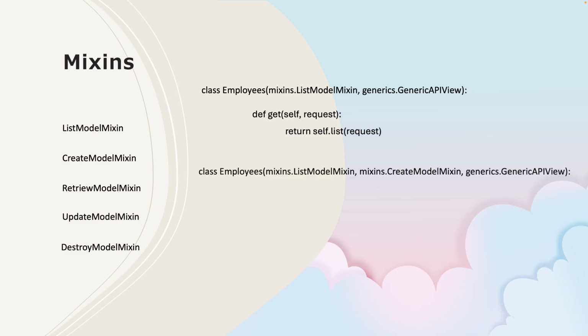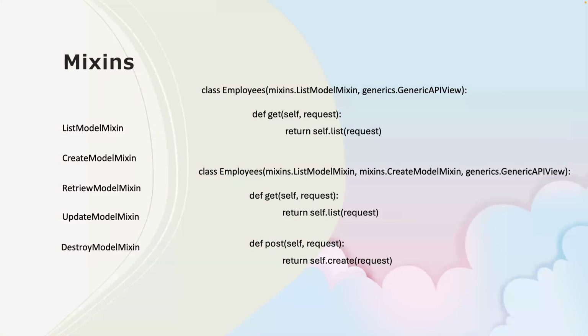Similarly, if you want to create the new employee, then you will have to pass mixins.ListModelMixin for listing the objects. And again, you will have to pass mixins.CreateModelMixin, which will have the built-in create method. And first of all, we of course need to use this get function to list down the objects. And after that, we create a function post, which will again accept the request and will return self.create. Create is a function which is coming from CreateModelMixin. So this code will be responsible for creating a new object in the database. All right. In the next video, we will see all these mixins in action.